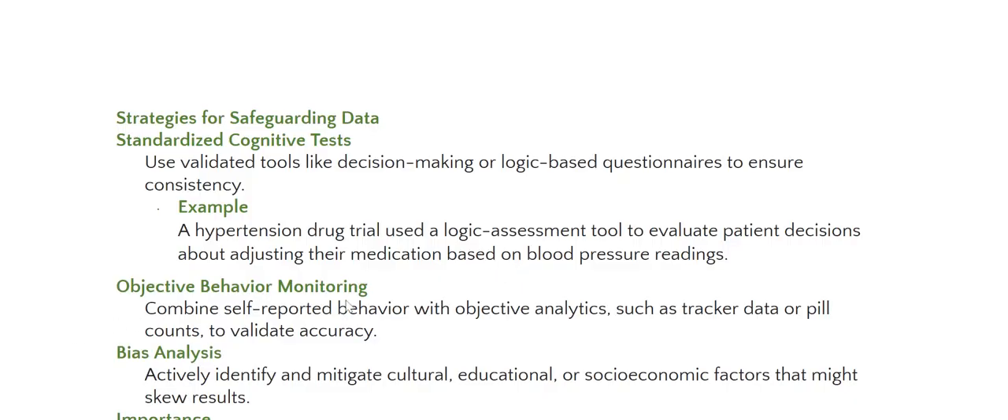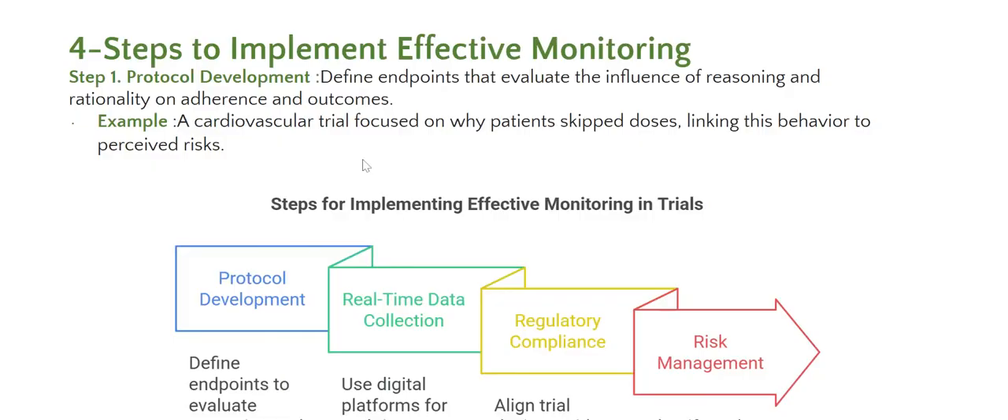Objective behavior monitoring: combines self reported behavior with objective analytics such as tracker data or pill counts to validate accuracy. Bias analysis: actively identify and mitigate cultural, educational, or socioeconomic factors that might skew results. Importance: accurate data strengthens the reliability of trial outcomes, ensuring actionable insights.